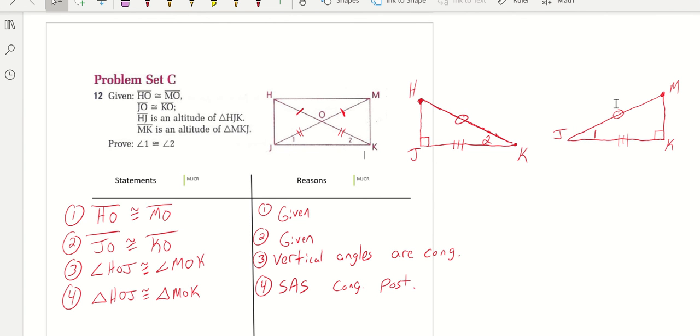You're like, oh, these look like they might be congruent, right? Well, side angle side's not satisfied. Angle side angle's not satisfied. And side side side's not satisfied. So we don't know yet that these two triangles are congruent.